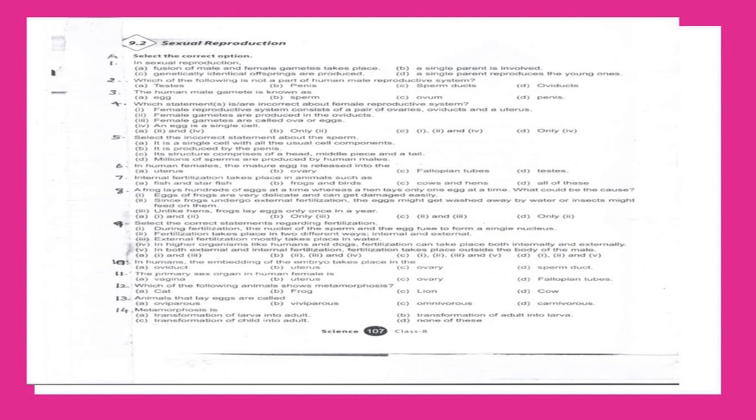Eighth question, a frog lays hundreds of eggs at a time, whereas a hen lays only one egg at a time. What could be the cause? Because eggs of frogs are very delicate and get damaged easily. Water, it can be carried away by water current. Since frogs undergo external fertilization, eggs might have washed away by water or insects might feed on them. Unlike hen, frog lays only once in a year.